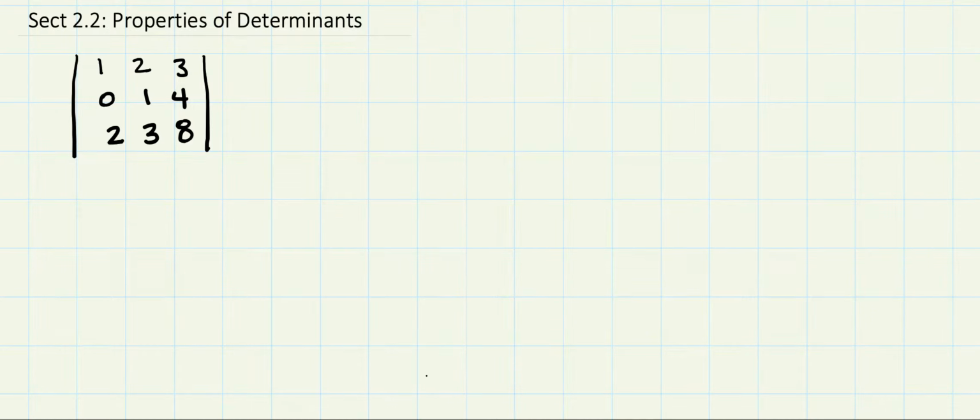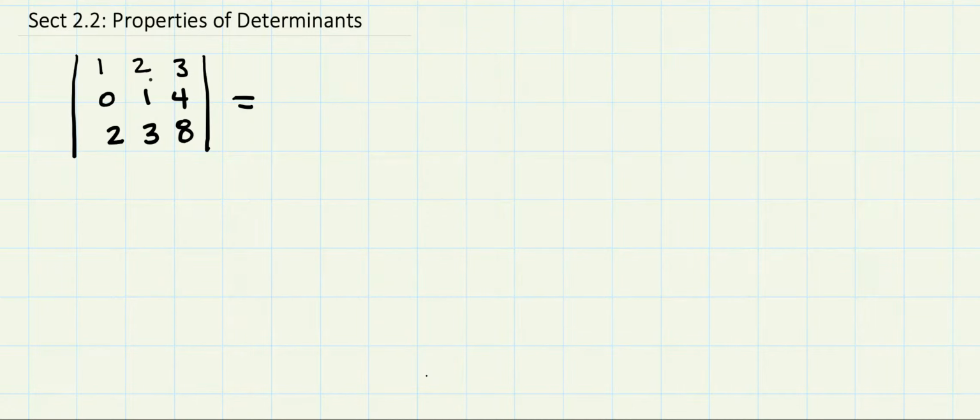Today we're going to go over section 2.2, properties of determinants. So to start off, let's find the determinant of this matrix. Remember that if I put straight lines here, or if you see it in the book, that means we're taking the determinant. So how I'm going to find the determinant is I'm going to go along this second row because this row has a 0, which will make the process of finding the determinant easier.